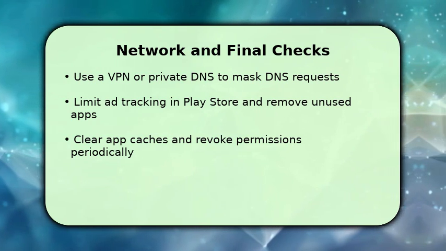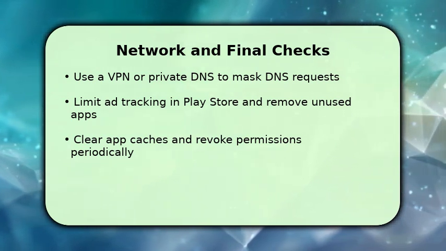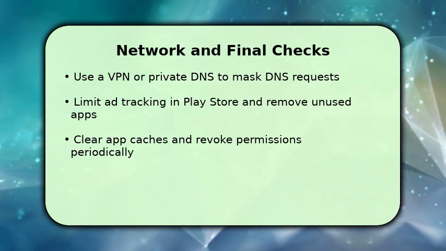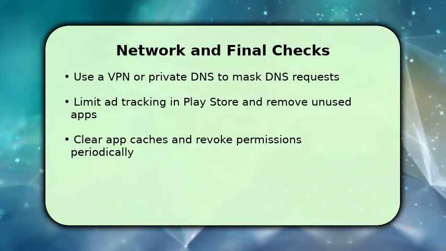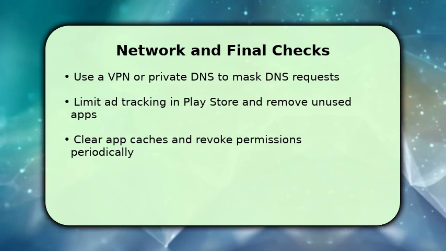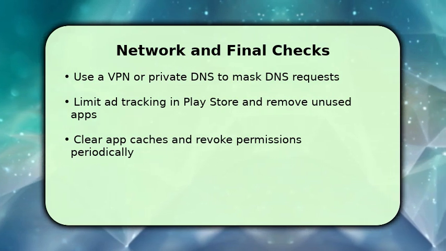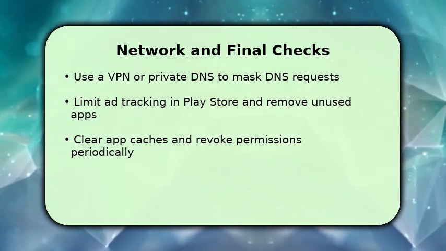Open Play Store settings and turn off personalization to reduce ad profiling, then uninstall apps you don't use. Fewer apps means less tracking. Clear app caches and repeat permission audits monthly. If an app still tracks, force stop it, uninstall, and reinstall. That often clears misbehaving background processes.